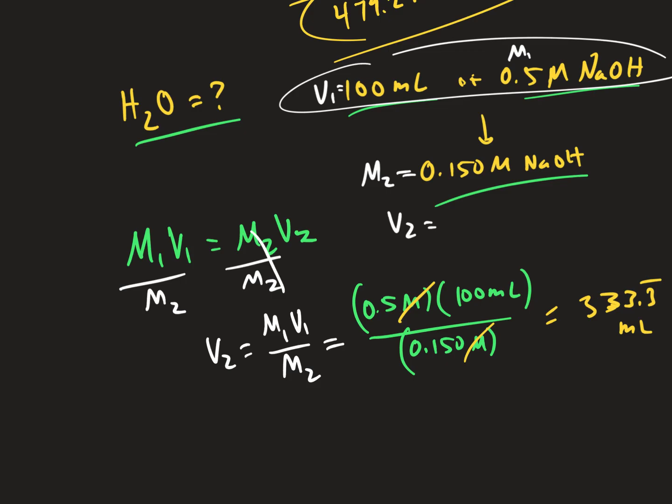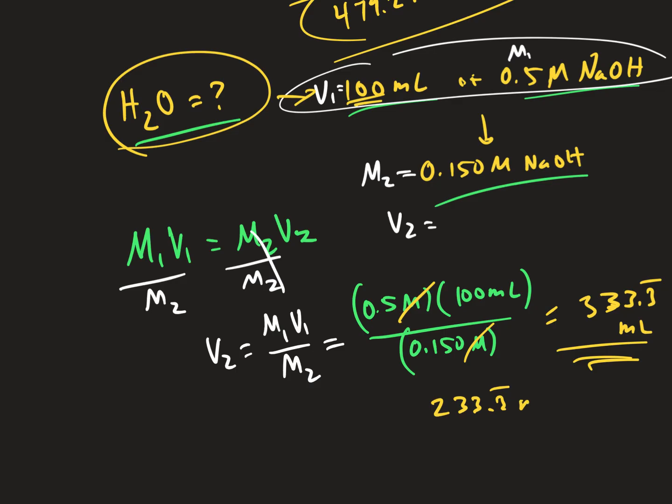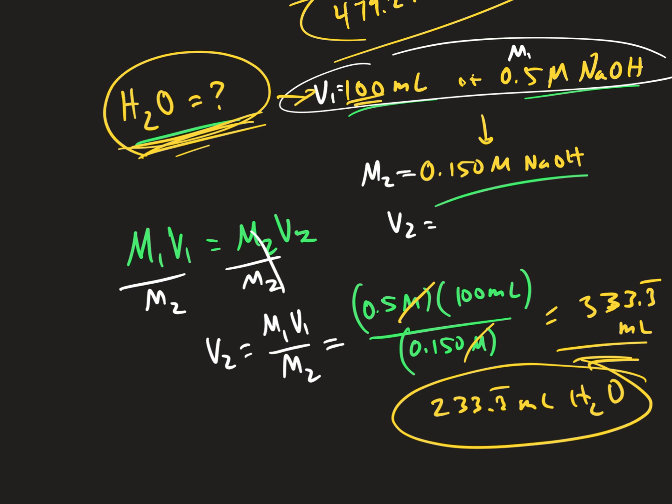So is that our answer? Yeah, then we have to subtract 100 milliliters from it. Well, why is that? Because we added water. Yeah, we want to know how much water we add to this in order to make this, right? So if we started with 100 and we end with 333, how much did we add? 233.3 milliliters of water. So ladies and gentlemen, make sure we answer the question that it asks. And don't just say, oh, we have an answer, there it is. That's a common mistake people make. Okay? We good?